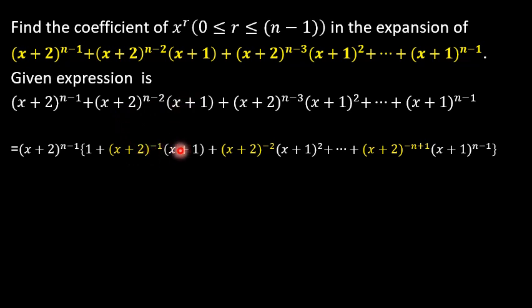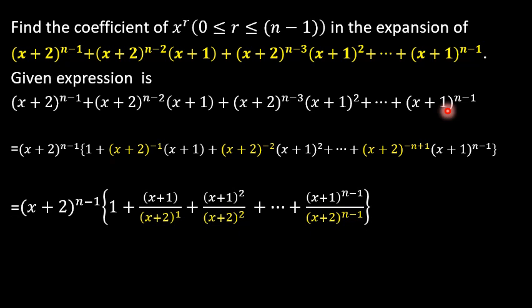Here (x+1) as it is, and when you multiply (x+2)^(-1) into (x+2)^(n-1), you will get (x+2)^(n-2). Similarly, the third term becomes (x+2)^(-2) into (x+1)^2, and the last term will be (x+2)^(-n+1) into (x+1)^(n-1). So you can observe that when you multiply the last term by (x+2)^(n-1), you will get (x+1)^(n-1) only.